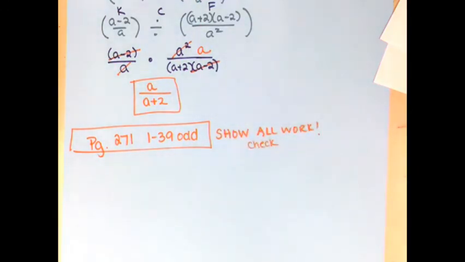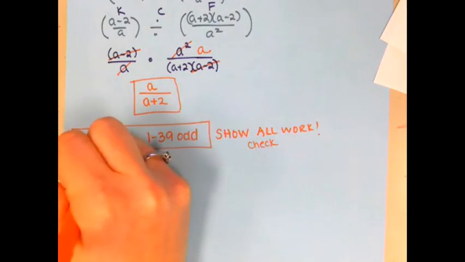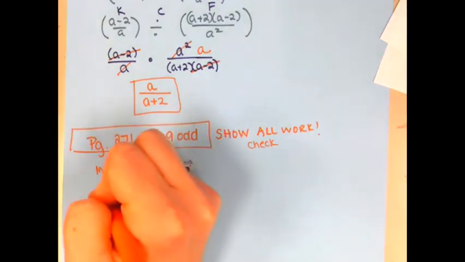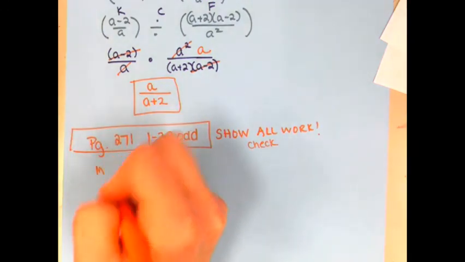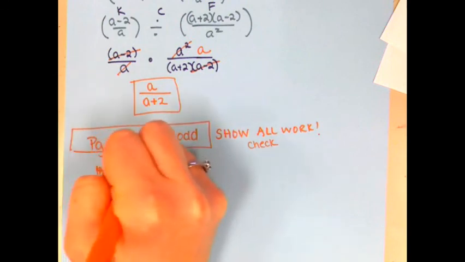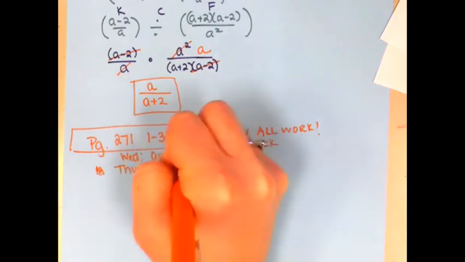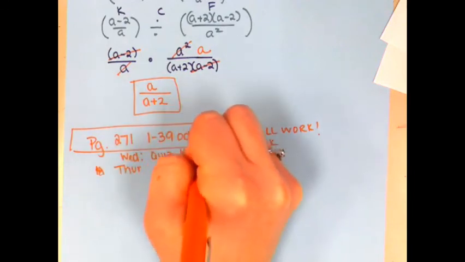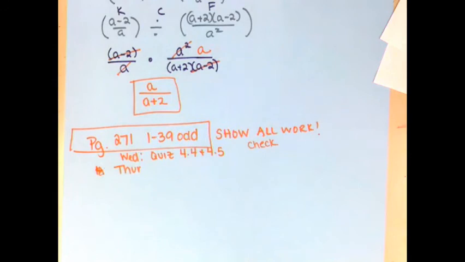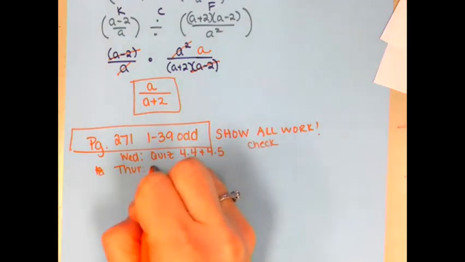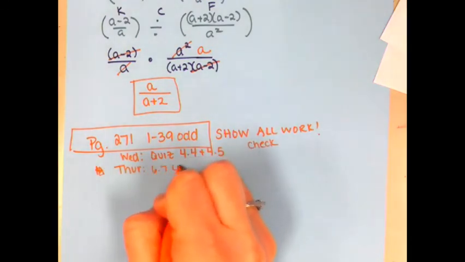So what will happen next week? Okay. So Monday, today's just Monday, right? Okay. So Thursday. Okay. Wednesday, you guys have a quiz over what? 4.4 and 4.5. So it's just least common denominators and then adding and subtracting. Okay. Thursday, we will now do the 6.7, the long division.